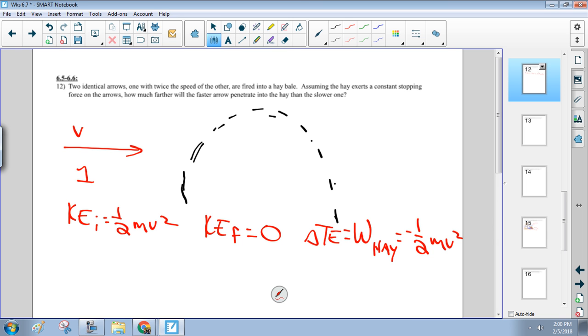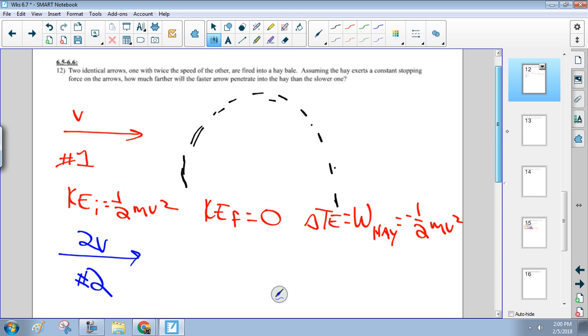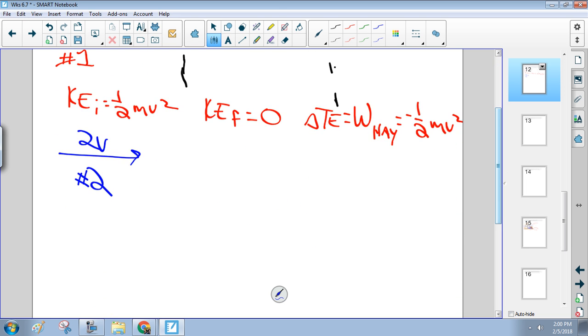All right. Now, arrow number 2 is traveling at a velocity of 2v. Oops, arrow number 2. So arrow number 2 is traveling at a velocity of 2v, right? So what's the kinetic energy for arrow number 2 going to be? The kinetic energy initially is going to be 1/2 mass times (2v) squared.